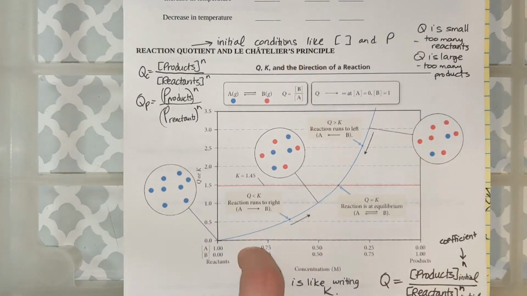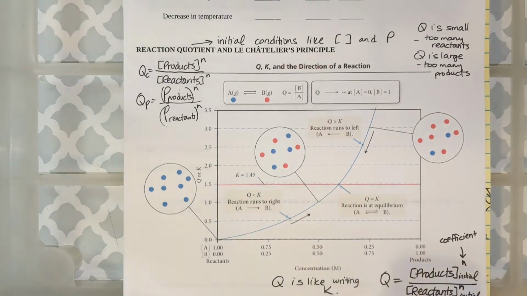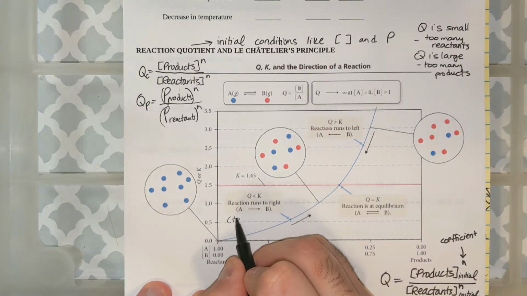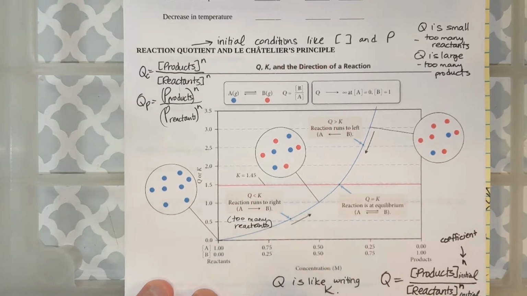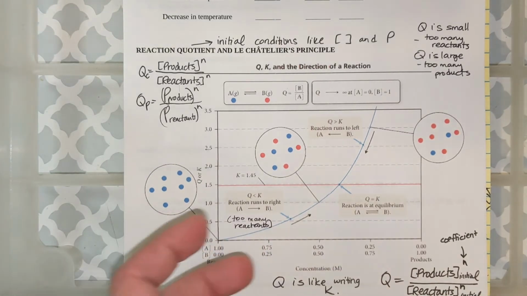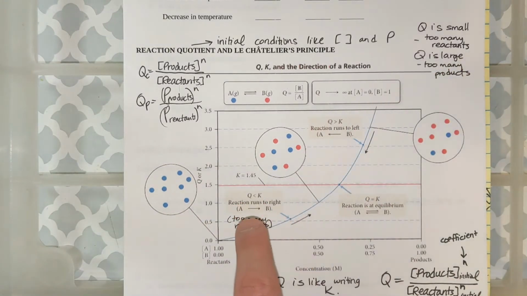And that's what this graph is saying. When Q is less than K, that means I have too many reactants. And in order for the reaction to progress towards equilibrium, I need to make more products. So when Q is less than K, my reaction is going to shift towards making more products, or shift to the right. There are too many reactants, so I've got to use those reactants to make products to get to K. And Q is this one value. This is just an example problem.